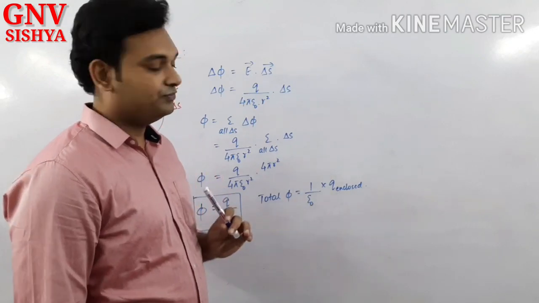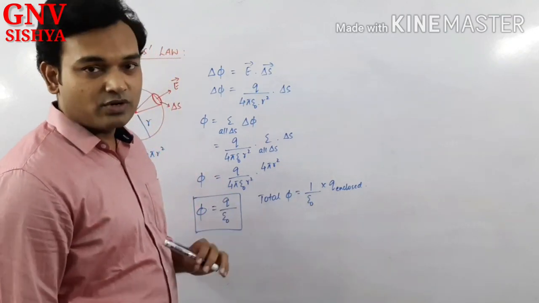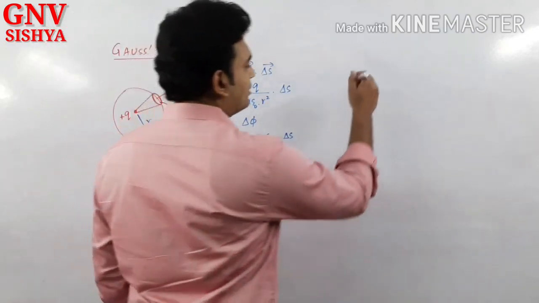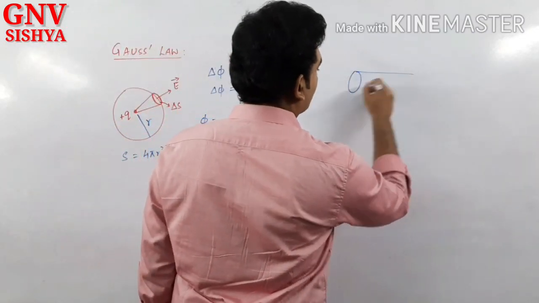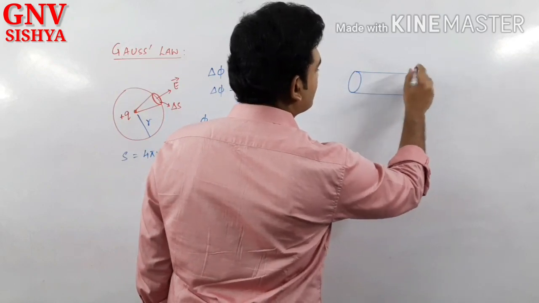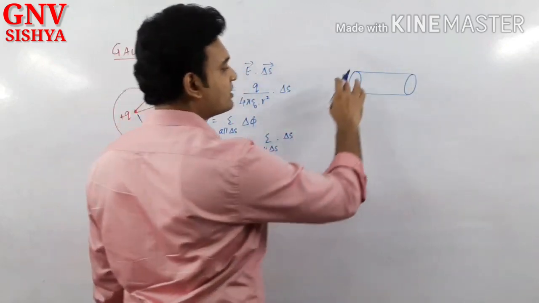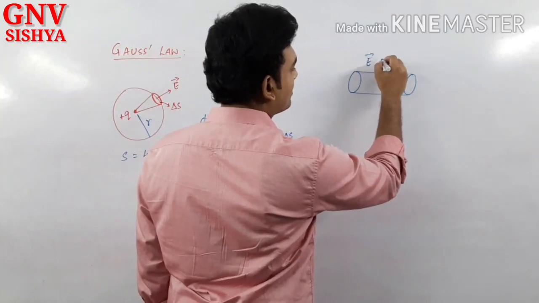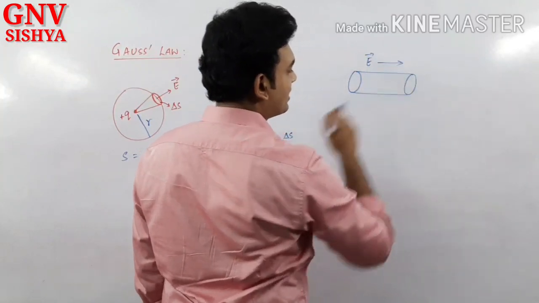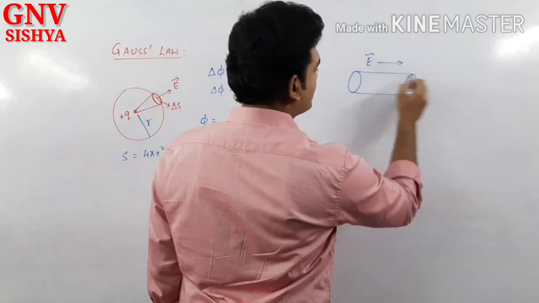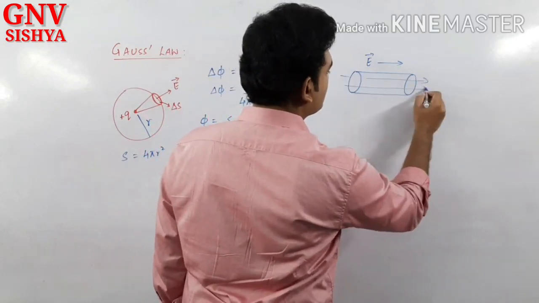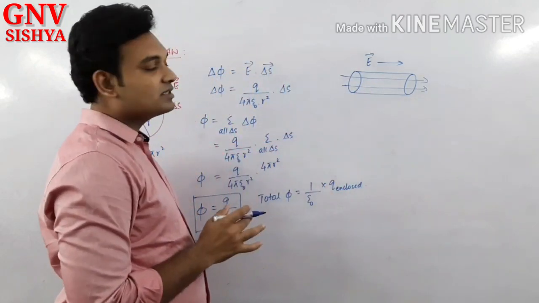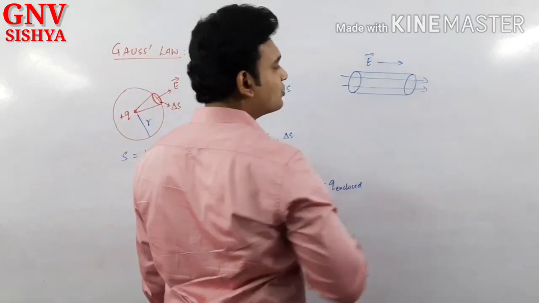by that surface. Okay, so another example we are going to see to apply Gauss law, right? So let us take a cylindrical surface, a hollow cylindrical surface placed in a uniform electric field. The uniform electric field's direction is towards the right. So the electric field lines will be passing through the surface like this. So we have taken a cylindrical surface and electric field lines are passing through like this.